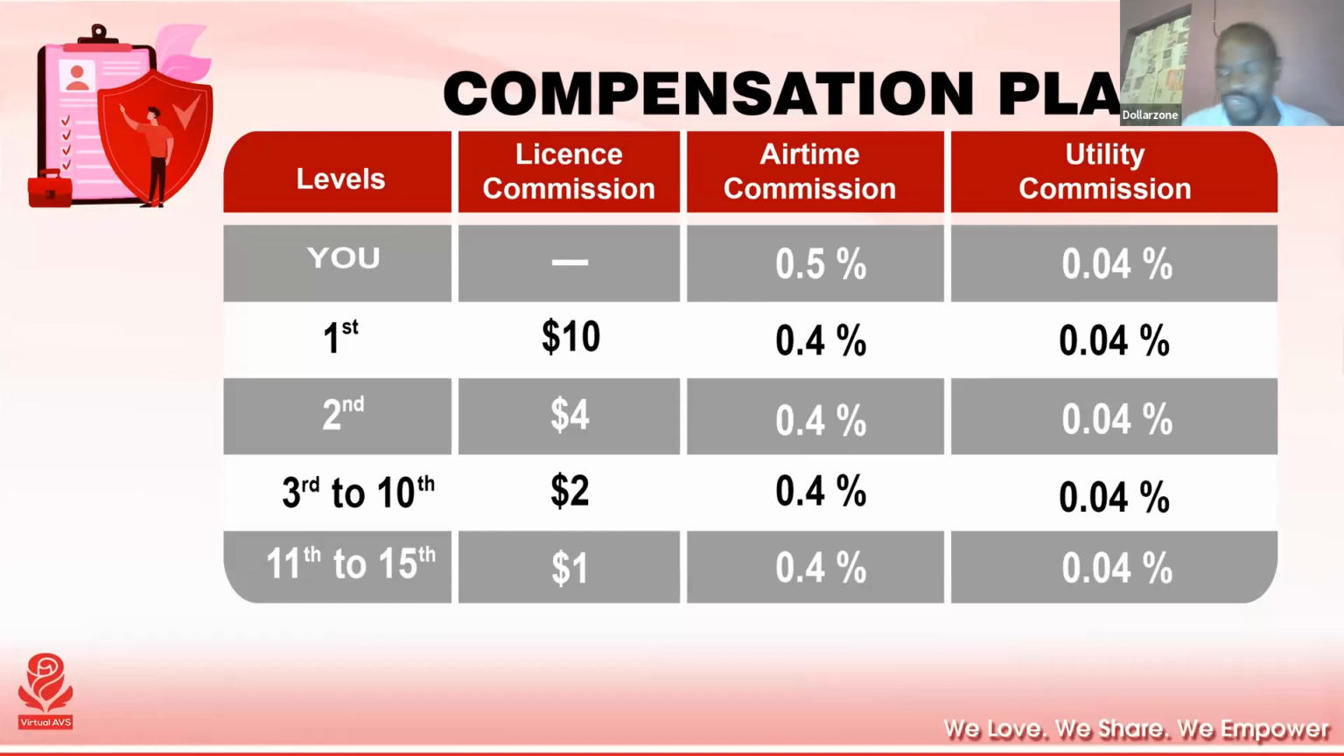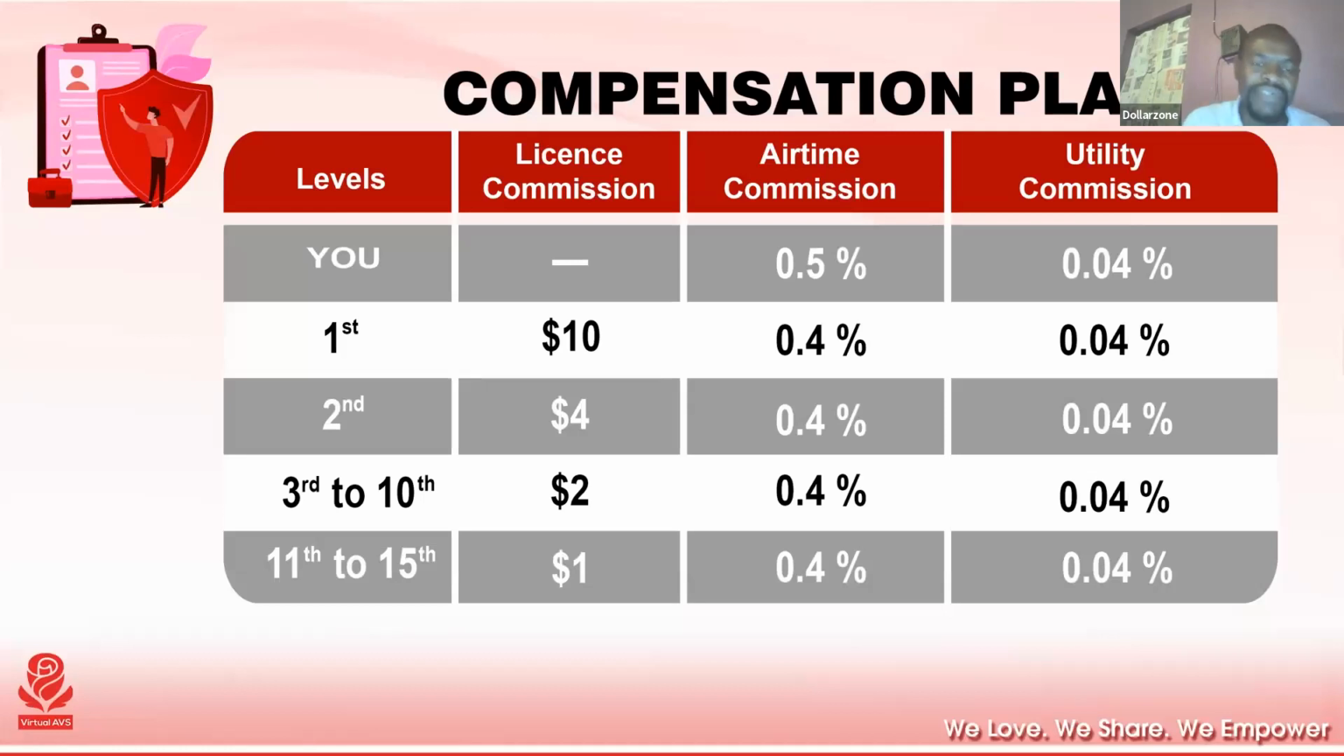When the person who has joined your team also brings their person, then they become your level 2. They pay you another $4. The 3rd to the 10th people who join in that same line will continue paying you $2 in license commission. Remember, we are talking about multiple commissions here. The first commission you get by yourself is airtime. The second, if you upgrade, is utility commissions. The 3rd, which now starts coming from other people, is called the license commission. People join your business, commissions come your way. And from the 11th to the 15th, remember this app is paying 15 levels down.